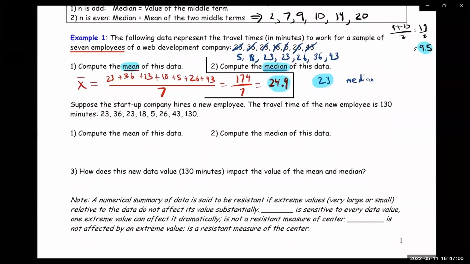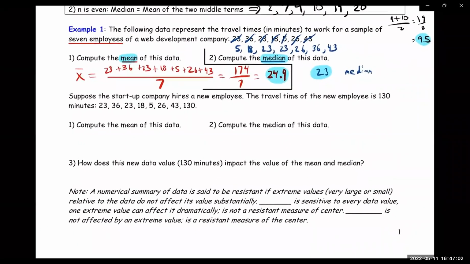All right, here's another one. So this one says that suppose the startup company hires a new employee. The travel time of the new employee is 130 minutes. So now we have a new data set. So now let's do the mean. So we do the same thing, X bar again. Do the same thing that we did earlier, just add the new number.